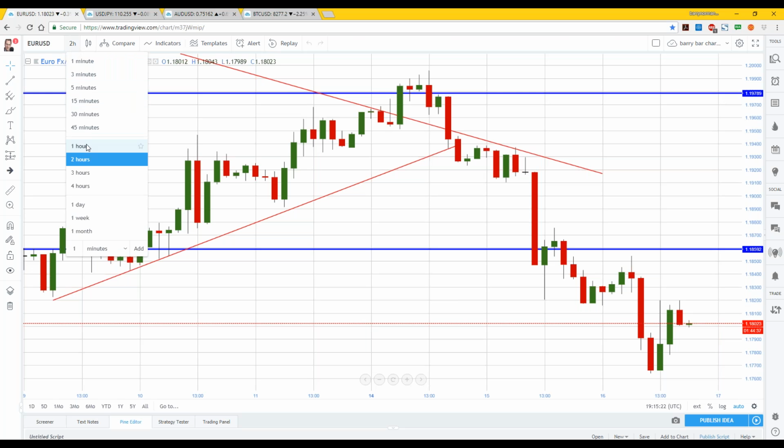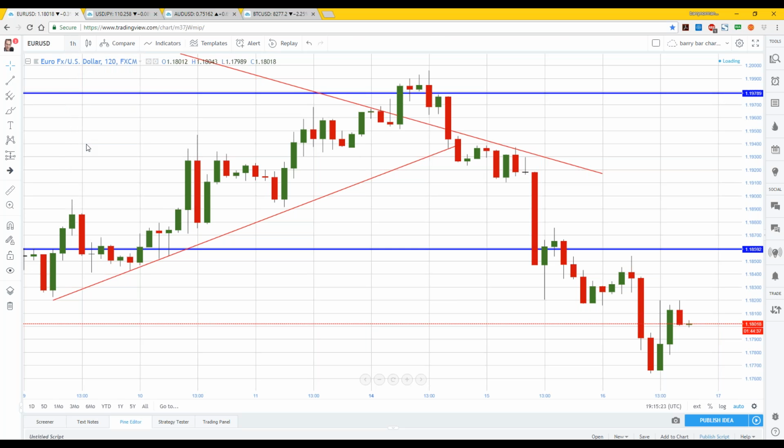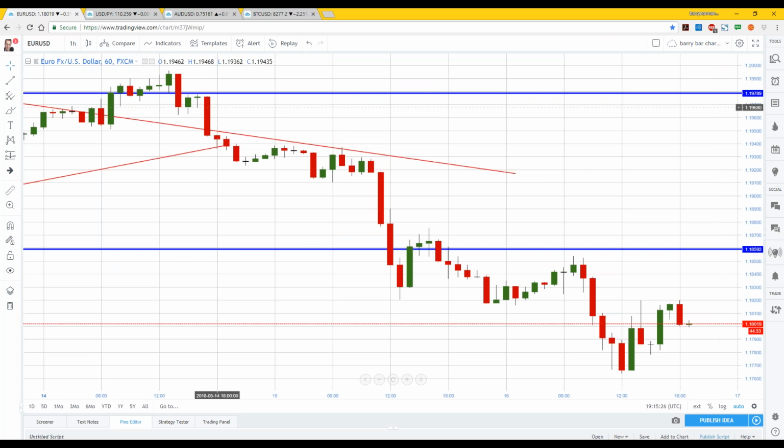So when we move from a 2-hour chart to a 1-hour chart, all we're seeing is that each one of these candles covers that 2-hour period. So now we have 2 candles, because we're using a 1-hour chart, so we're seeing a very precise time frame.